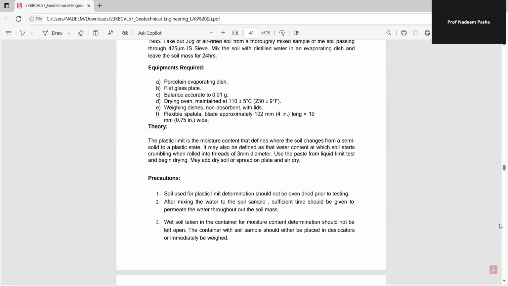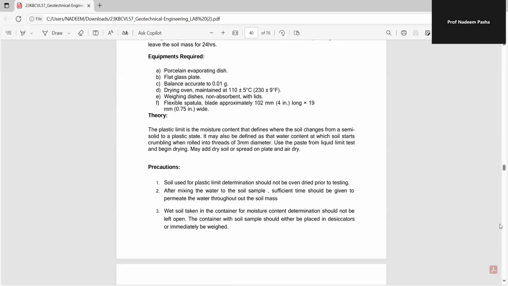So what are the equipments required? Porcelain evaporating dish, flat glass plate, a balance accurate to 0.01 gram, drying oven maintained at 110 degrees Celsius, weighing dishes, non-absorbent plates, flexible spatula blade approximately 102 mm.